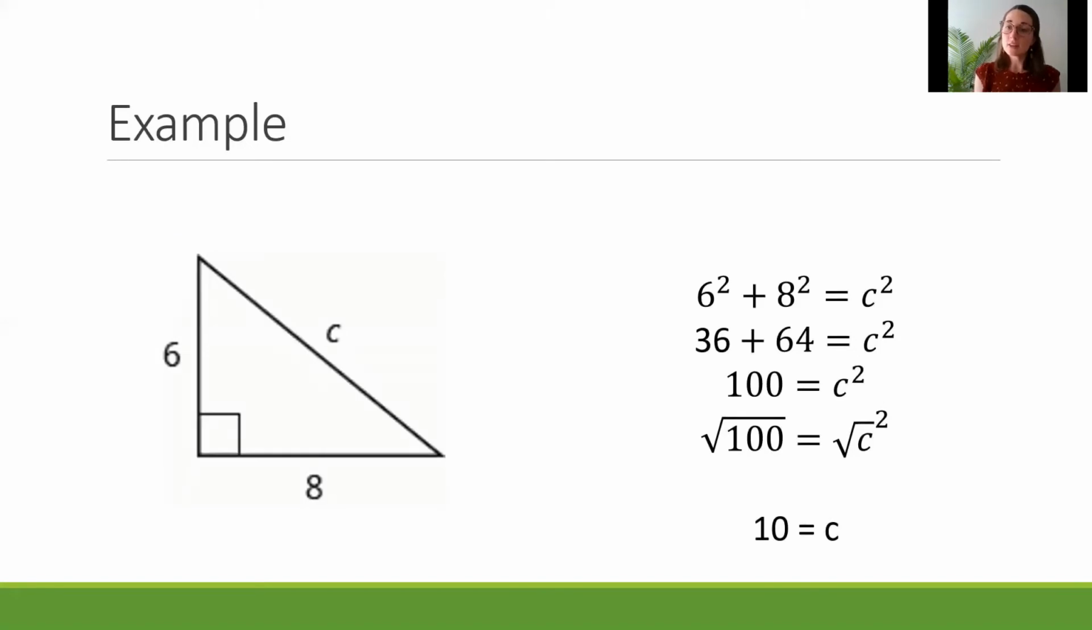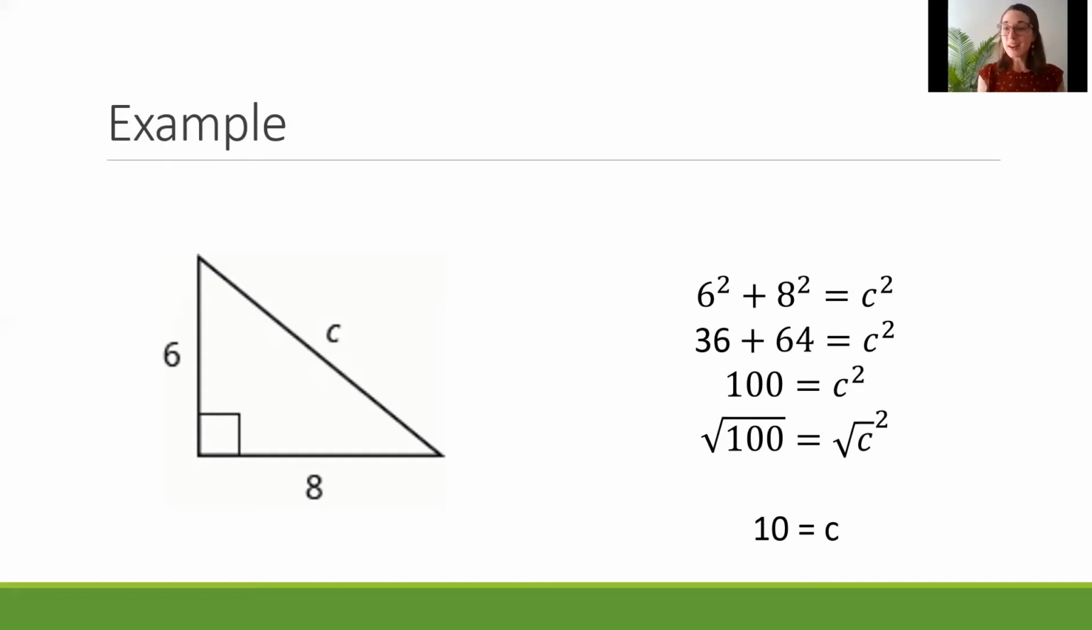Now, to solve this, we need to do our squares first. So 6 squared, or 6 times 6, is 36, and 8 squared, or 8 times 8, is 64. So we're going to add those two together. Right? 36 plus 64 is 100. And all this time, we're just going to carry down that C squared on the other side. So now we've solved that portion of it, we can see 100 equals C squared.